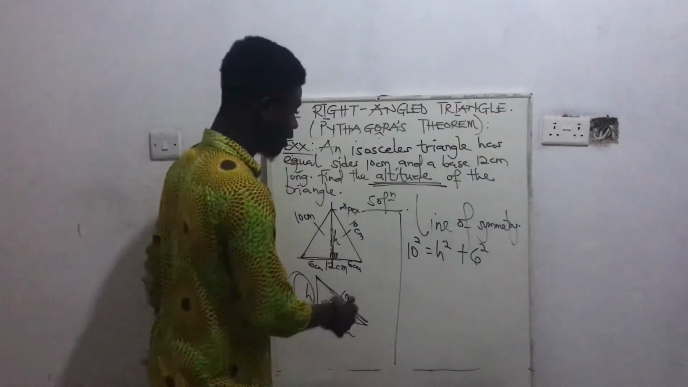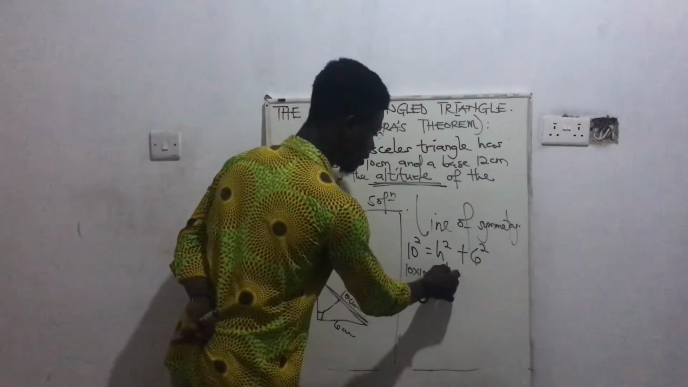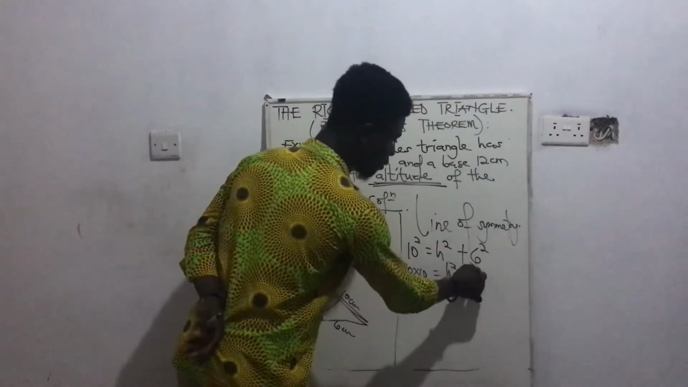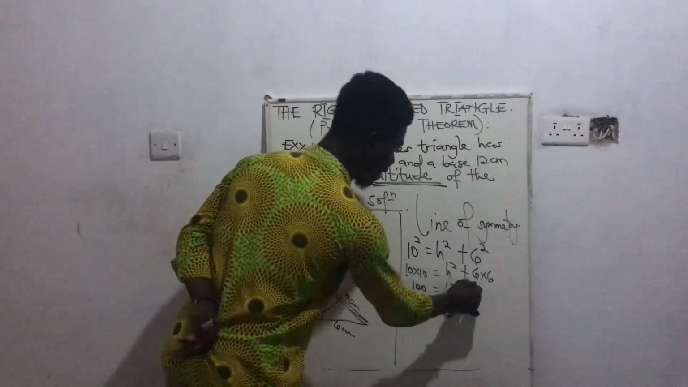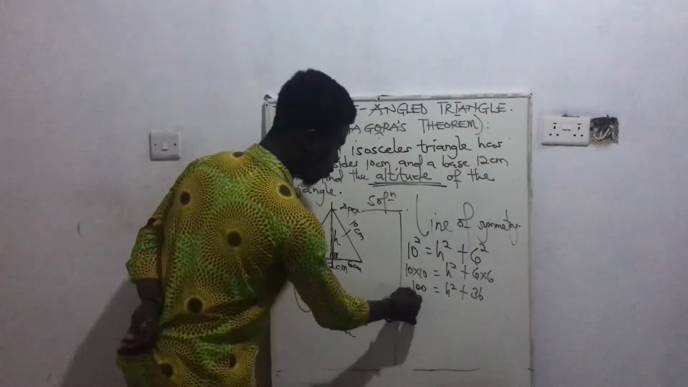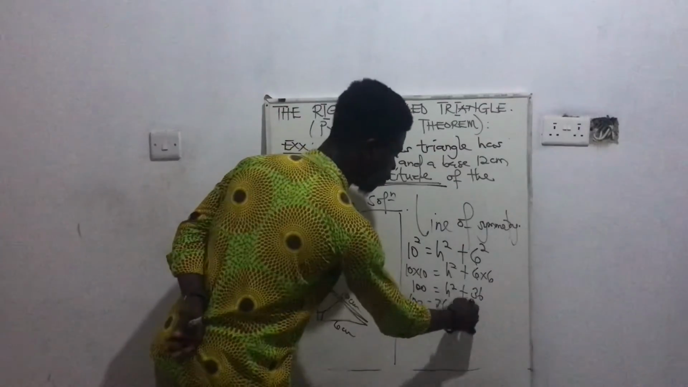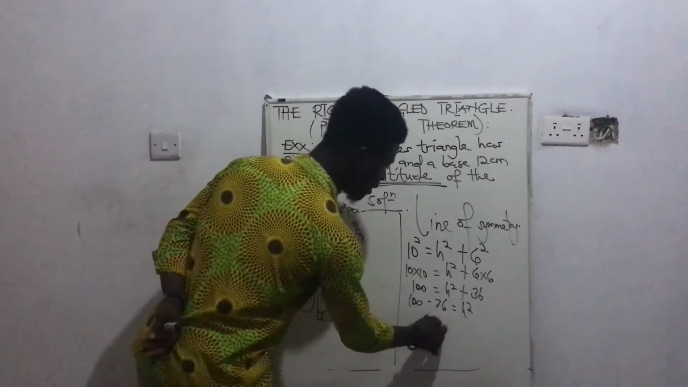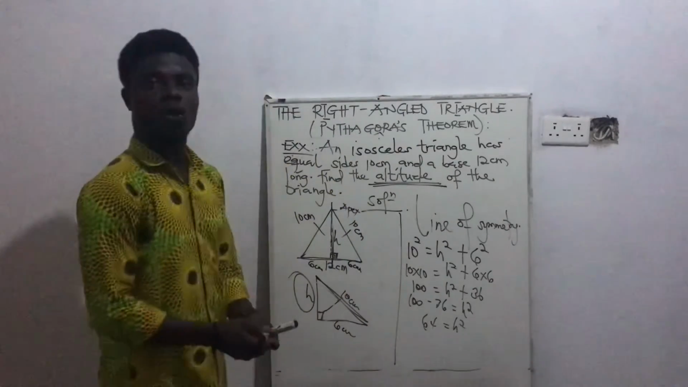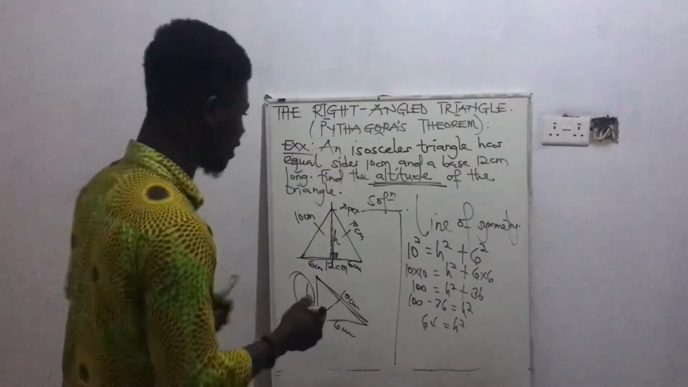So 10 squared gives 10 times 10, equals a squared plus c squared, which is 6 times 6. So this one is 100 equals a squared plus 36. So 100 minus 36 equals a squared. 100 minus 36 is 64, equals a squared. So what will you do to find h? You have to take the square root of both sides of the equation.